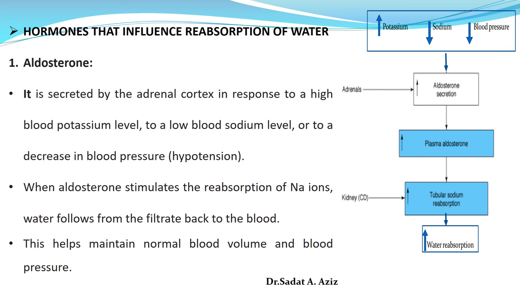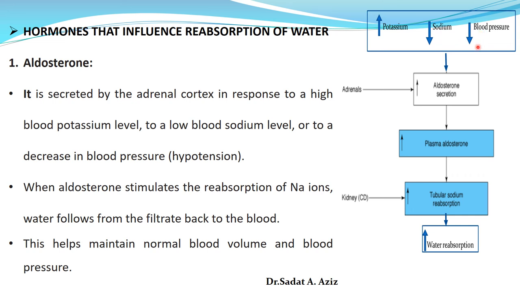The first hormone is aldosterone. Okay, aldosterone, we just mentioned this. We said angiotensin 2 can act through aldosterone, one of the pathways of angiotensin. So aldosterone is secreted by what? By the adrenal cortex, in response to what? To a high blood potassium level, reduced blood sodium level, and reduced blood pressure.